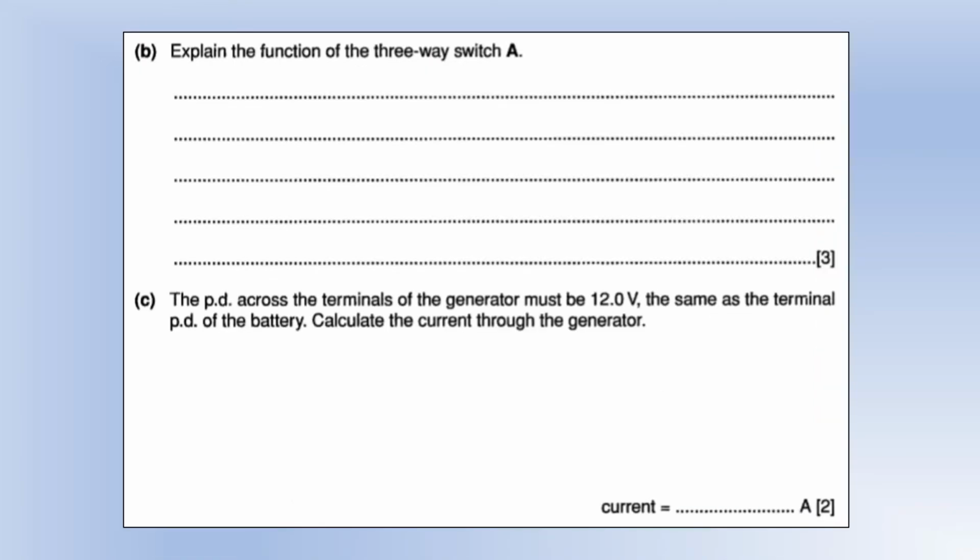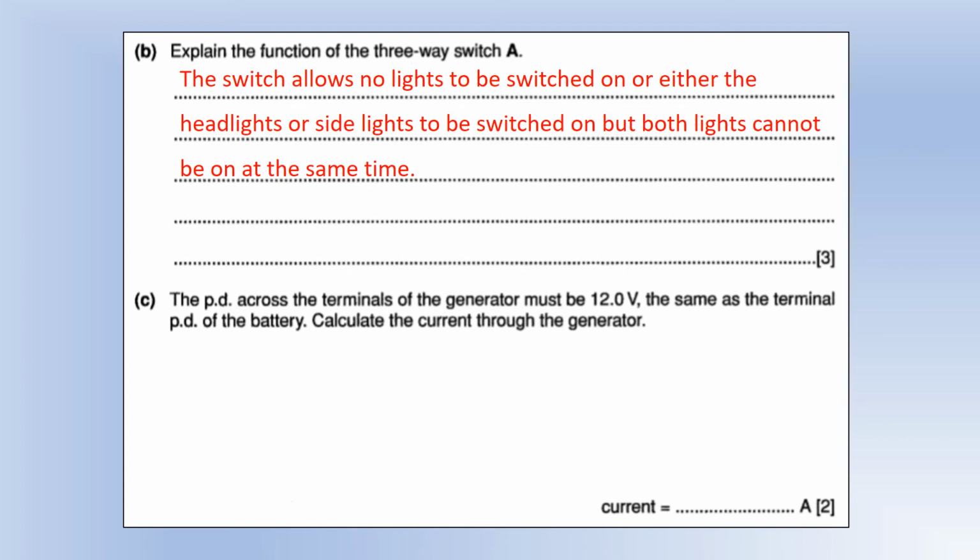So explain the function of the three-way switch A. The three-way switch allows you to either have no lights on, by being in the position it's in currently, or if you connect it to either of the circuits, you could turn either the headlights on or the side lights, but you cannot have both on at the same time.